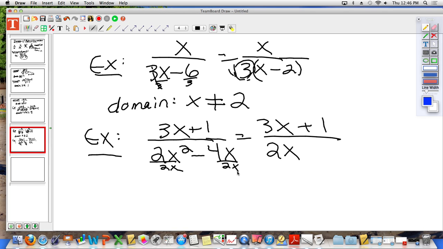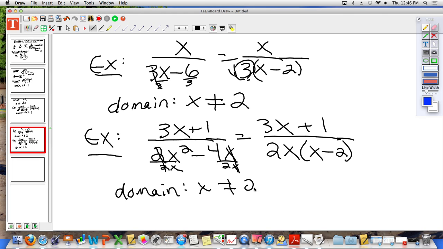What is 2x squared divided by 2x? X. Those cancel out. You are left with x. What is 4x divided by 2x? 2. Those cancel out. You have a minus 2. What's your domain? Positive 2. X can't be a positive 2.